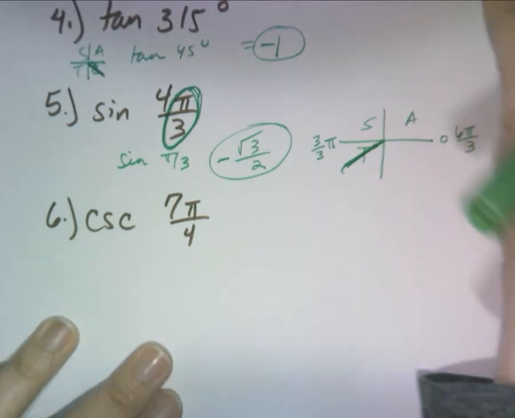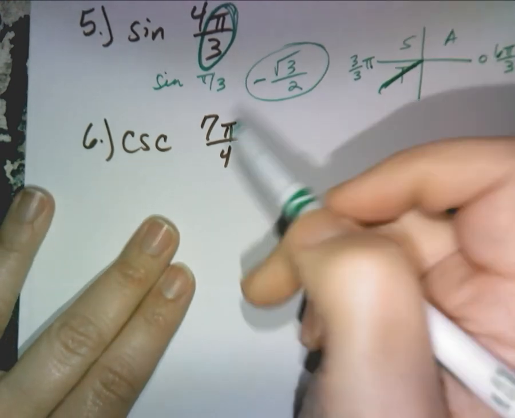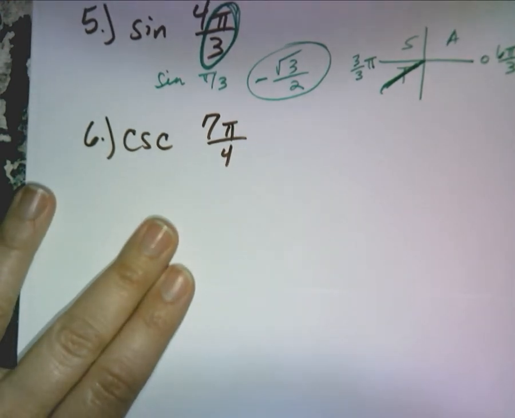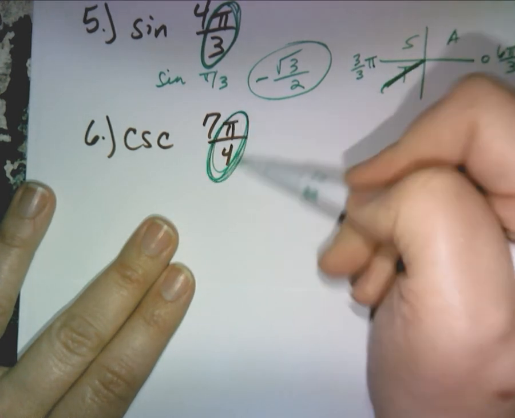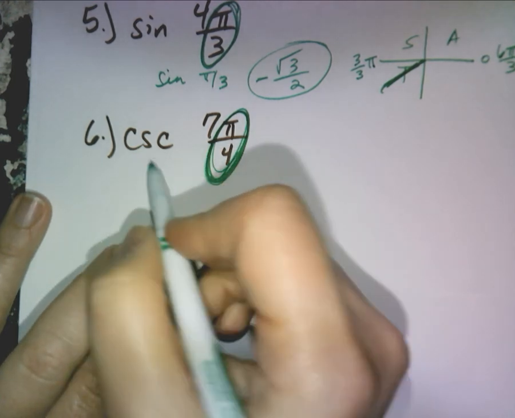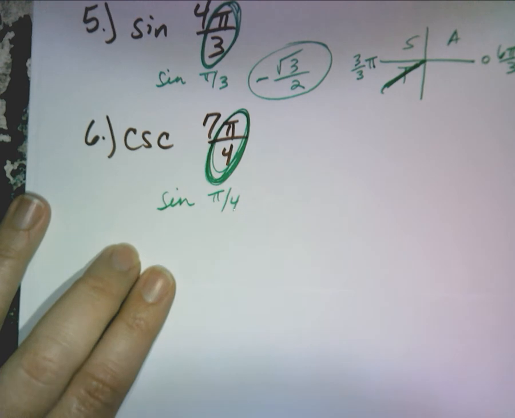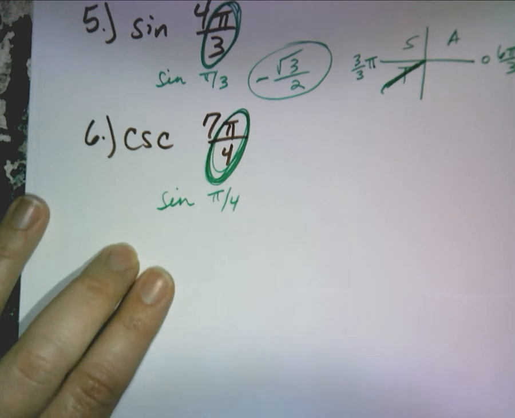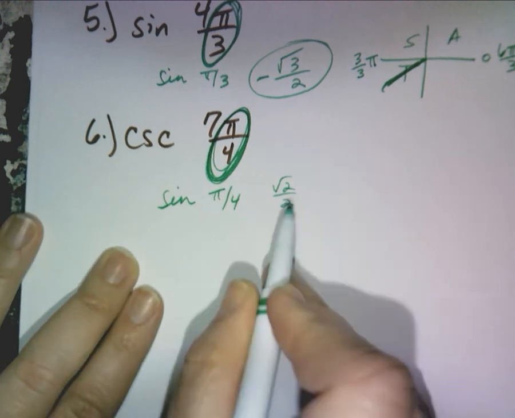All right, we'll do it again. Cosecant. What is the reciprocal to this one, by the way? If it's 7 pi over 4, what's the reciprocal? I'm sorry, reference angle. My bad. I'm giving away. What's the reference angle? Pi over 4. The reciprocal to cosecant is sine. So when I do this one, I actually find the sine of pi over 4. What is the sine of pi over 4? Root 2 over 2.